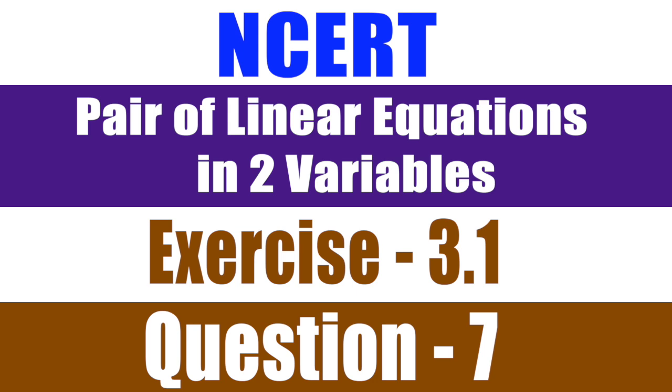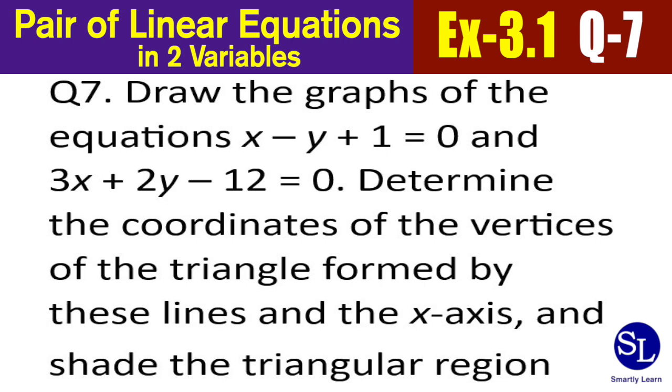In this video, we are going to see how to solve the seventh question in the exercise 3.1. Now let us look at the question. Draw the graphs of the equations x minus y plus 1 is equal to 0 and 3x plus 2y minus 12 is equal to 0 and determine the coordinates of the vertices of the triangle formed by these lines and the x-axis and shade the triangular region.